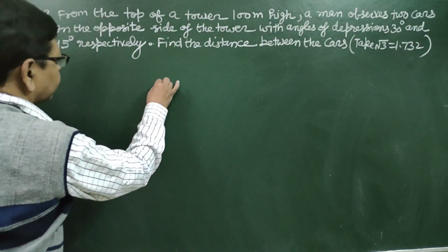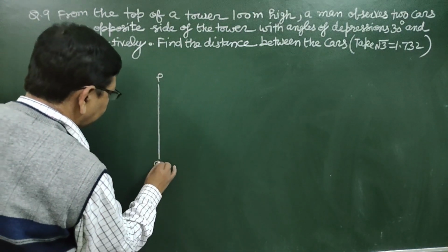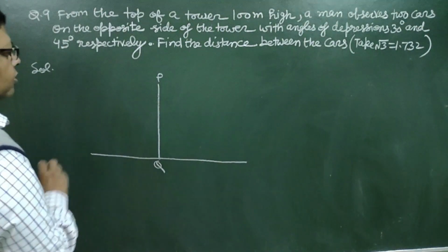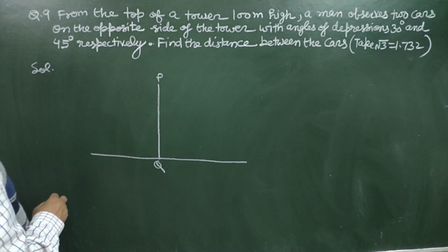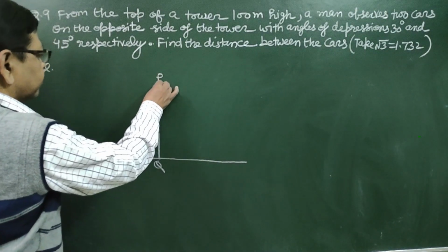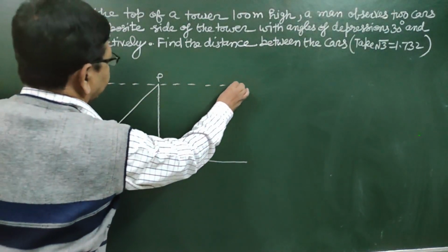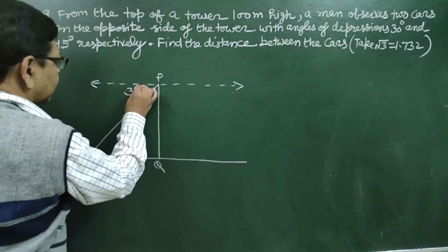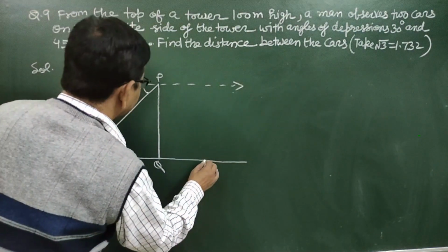Let PQ be a tower which is 100 meter high, and this is the ground level, and there are two cars on the opposite side of this tower, and their angle of depressions are 30 degree and 45 degree. So at this point we can draw a horizontal line at the point P, and the angle of depression on one side is 30 degree. Let the cars be at the point R and S respectively.